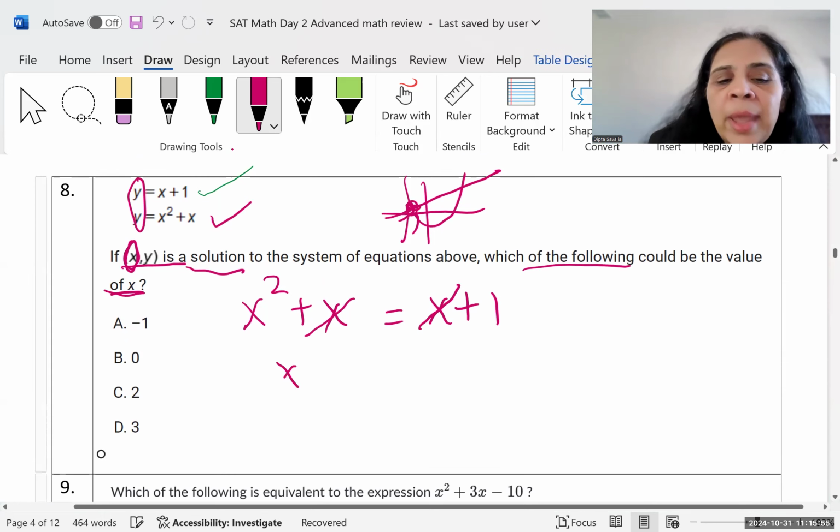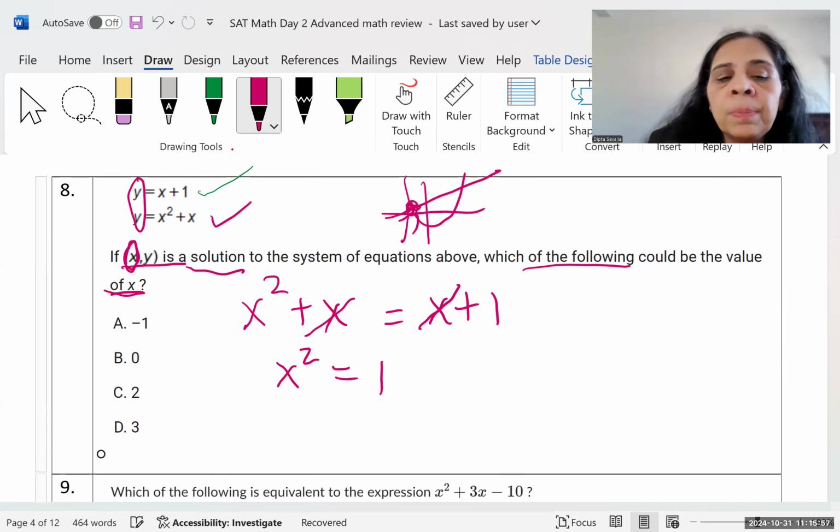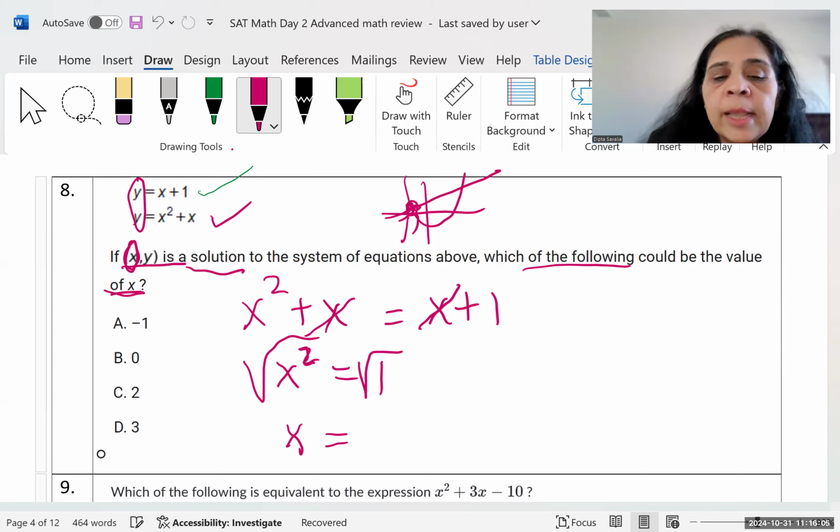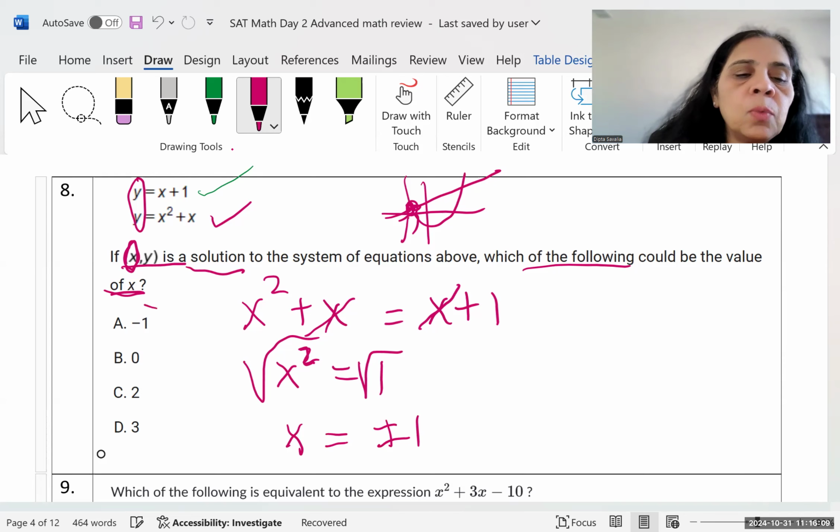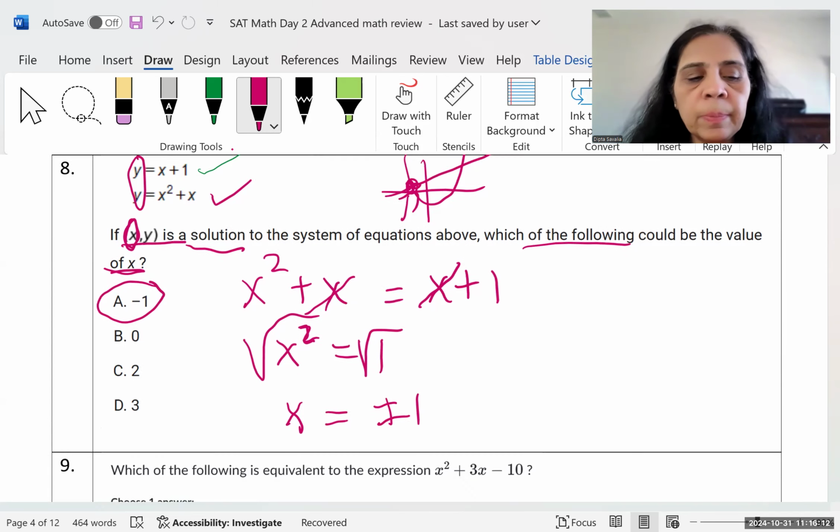So now we have x squared equal 1. We have power 2, so we can just take the square root. And we are looking for only the x value, so the square root of x squared is x, and the square root of 1 is plus or minus 1. We don't have positive 1, so the answer is negative 1.